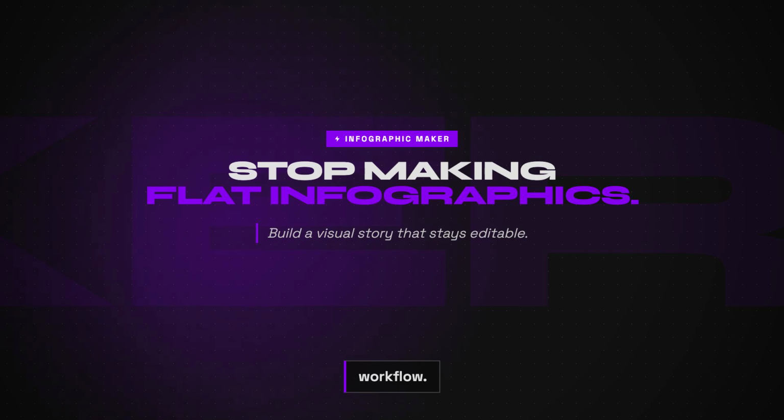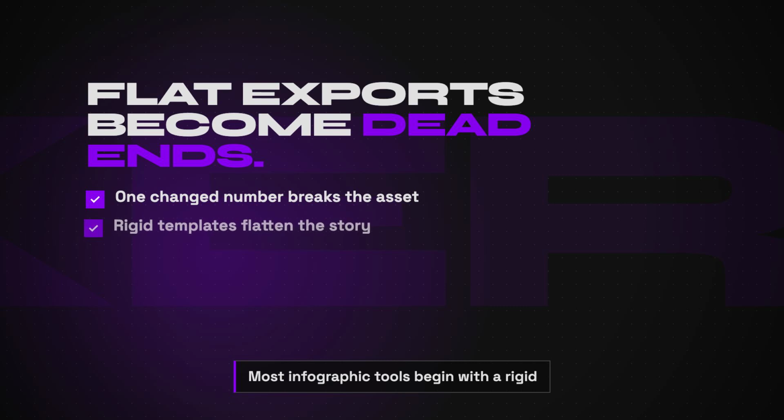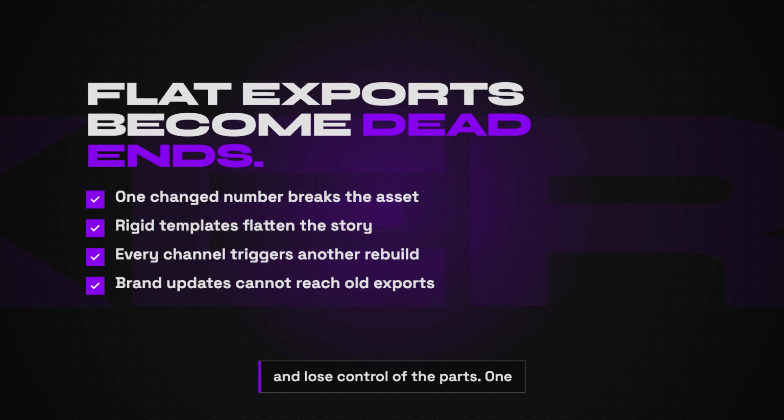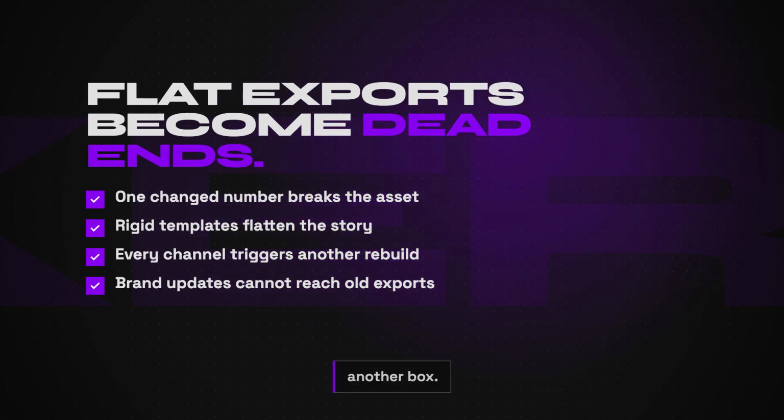Here is the workflow. Most infographic tools begin with a rigid template and end with a flattened export. You squeeze the story into someone else's layout, decorate every gap, download a picture, and lose control of the parts. One correction means returning to the tool, rebuilding the chart, or covering old text with another box.